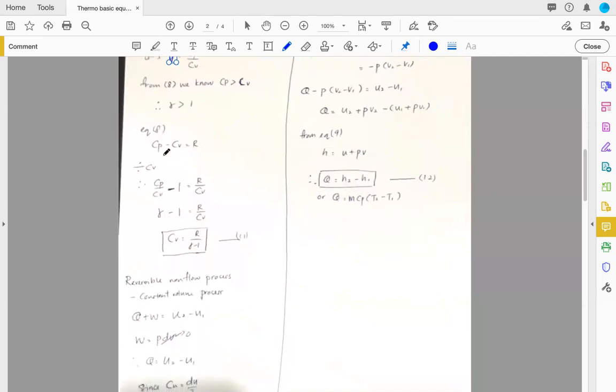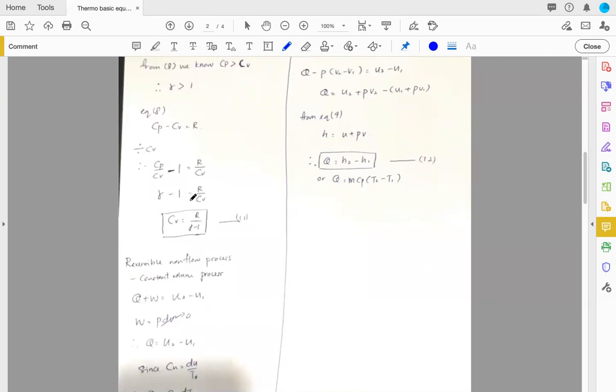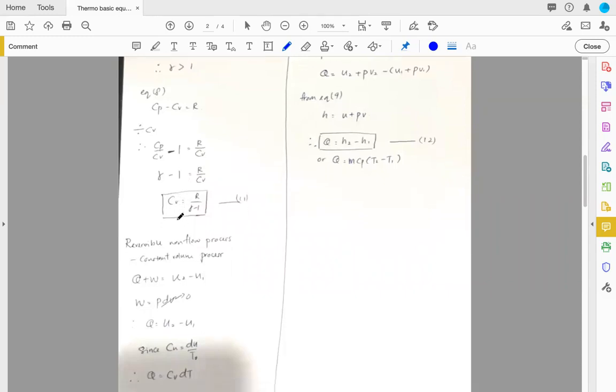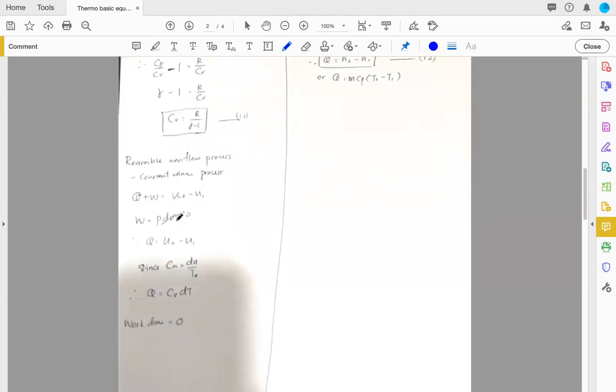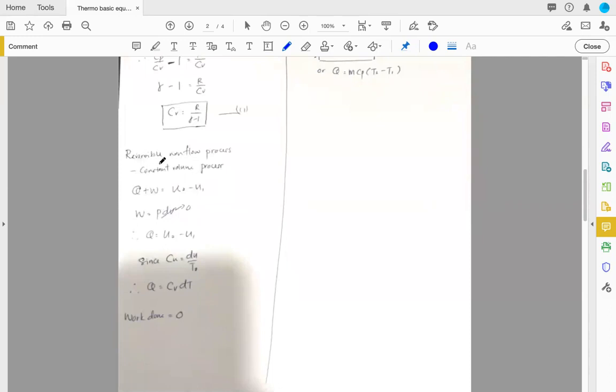Okay, so we play around with equation 8. We try to divide by Cv. We have Cp over Cv minus 1 equals R over Cv. And then we play around with the position. We can have equation 11, which is Cv equals R over gamma minus 1. Okay, so again, although we are in advanced, we're still learning about perfect gas. So we often deal with reversible and mostly reversible processes.